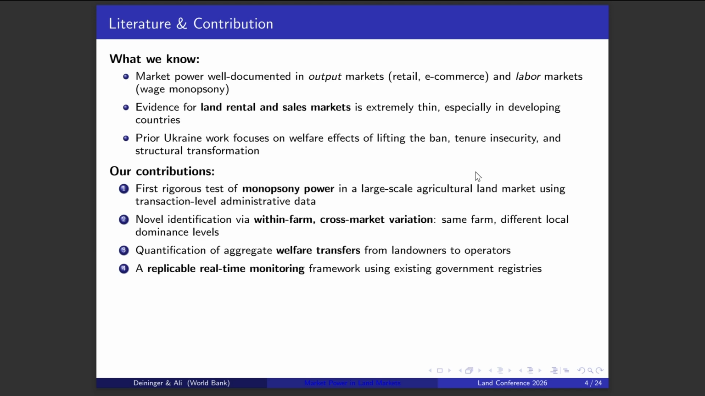So we make contributions in 4 areas. A rigorous testing of monopsony power in a large-scale agricultural land market using transaction-level administrative data; a novel identification strategy based on within-farm cross-market variation that allows us to compare the same farm across different local markets; a quantification of welfare effects; and a monitoring framework that other countries can replicate using their own registry data.